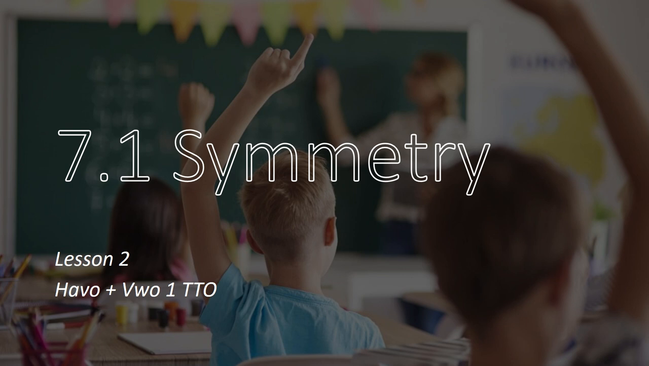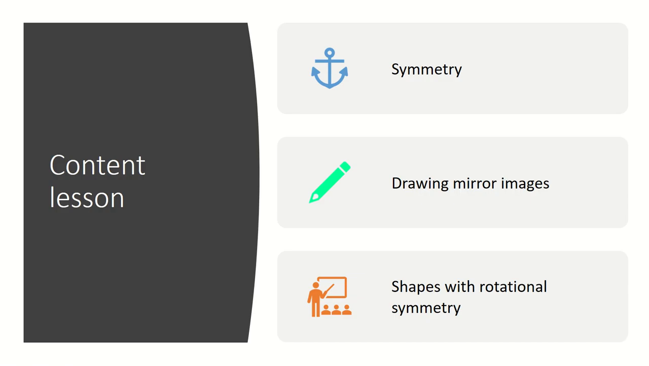Hello everyone! Today we're going to start with a new chapter, chapter 7 about 2D shapes. The first paragraph of this chapter, paragraph 7.1, is about symmetry. First I'm going to explain to you what symmetry is. Afterwards you're going to learn how to draw mirror images. And lastly, you're going to have a look at shapes with rotational symmetry.